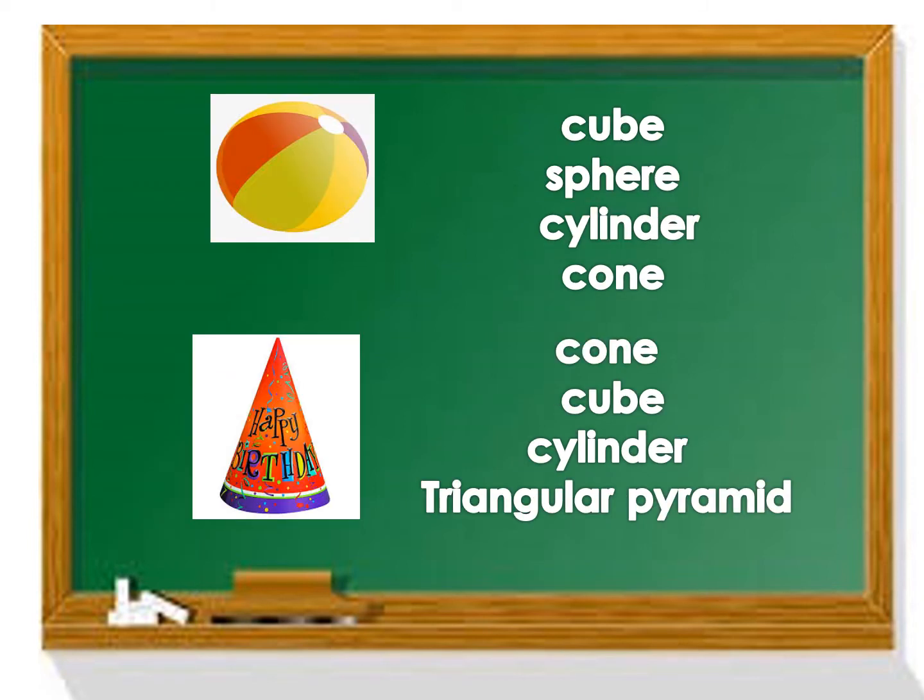Number 3 object is beach ball. And number 4 is birthday hat. What is the shape of a beach ball? Cube, sphere, cylinder, cone. What is the shape of birthday hat? Cone, cube, cylinder, triangular pyramid. Write your answer on a sheet of paper.